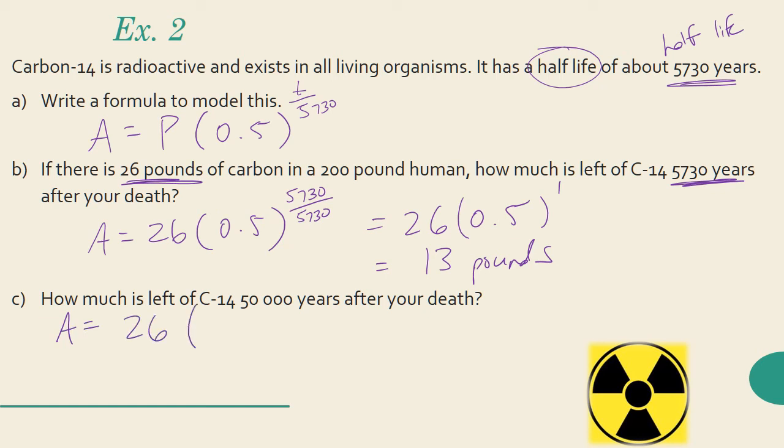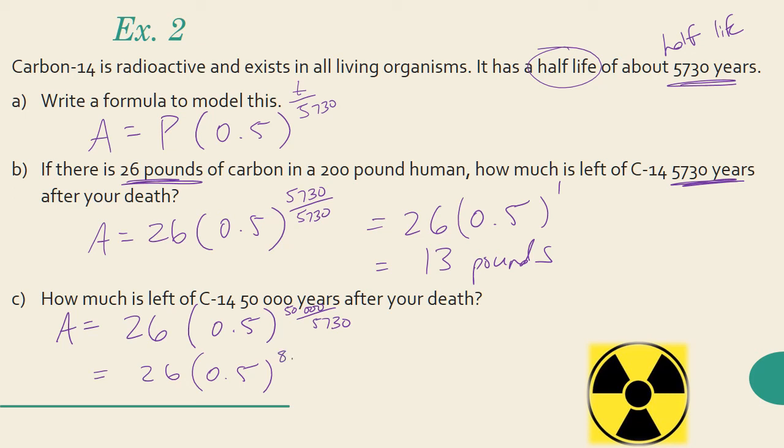How much is left 50,000 years after your death? And we're still going to assume that it's a 200-pound human. So 0.5, and now it's 50,000 divided by 5,730. Make sure you do the exponent first. So 50,000 divided by 5,730. And you're going to notice here you do not get a very nice number. So let's just say we're going to round to, we'll say 3 decimal places.